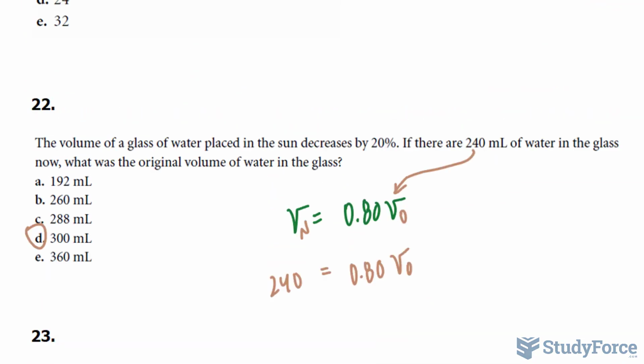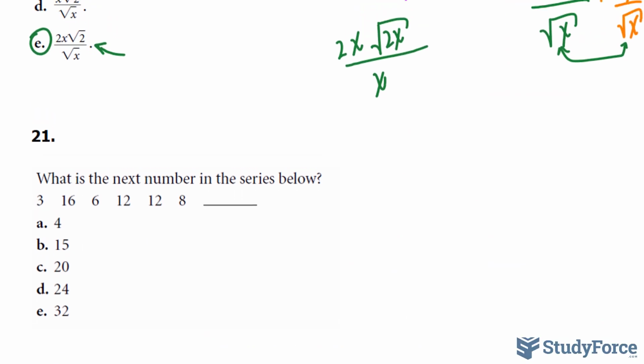All right, let's revisit this one. What is the next number in the series below? 3, 16, 6, 12, 12, and 8. Okay, let's see if we can find a pattern. 3 times 4 is 12 plus 4. That doesn't work for the next. So this goes up to 16, and then this drops and then goes up, stays the same, and so whatnot.